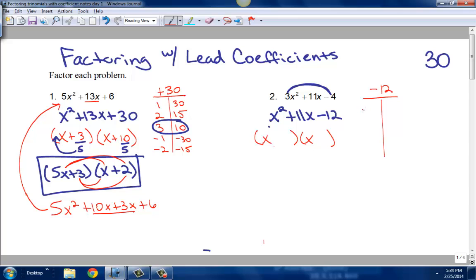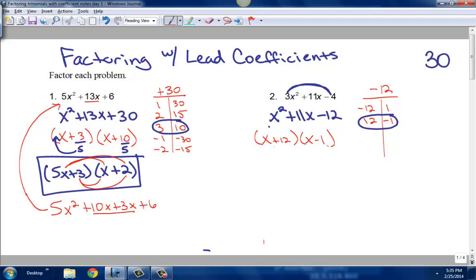This time, I don't know what we've got going. Negative 12 times 1, positive 12 times negative 1. I bet that's what I'm looking for. That guy right there, because 12 minus 1 is positive 11, which is what I'm looking for there. So put your plus 12 in and your minus 1.